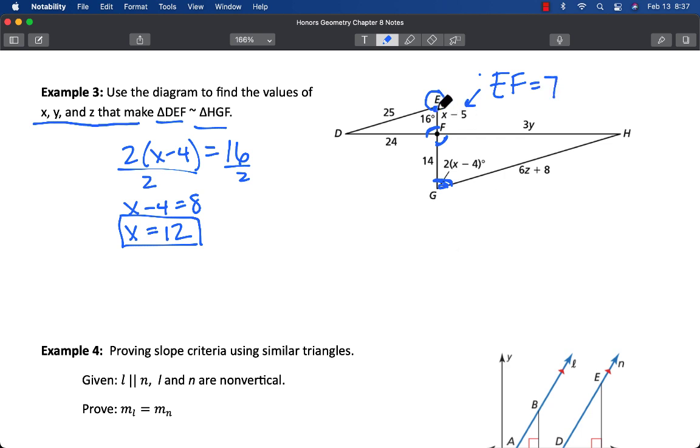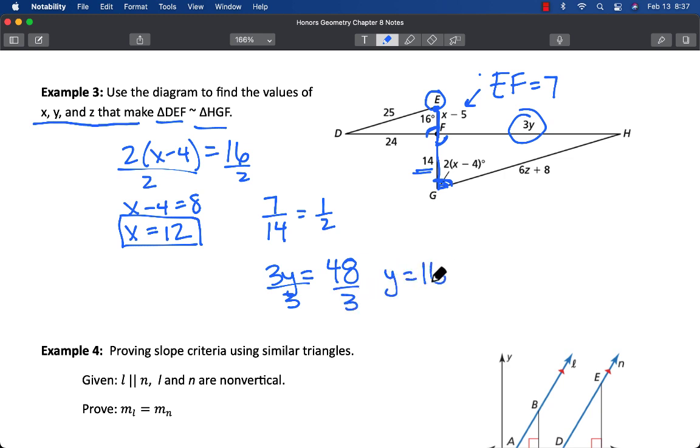If EF corresponds to FG and EF is 7, FG is 14. So my small triangle DEF must be half the size of my larger triangle FGH, because they're in the proportion of 7 over 14, which reduces to 1/2. That means 3y and 24 are in that proportion. This 24 is 1/2 of whatever 3y is. So 3y must be equal to twice 24, which is 48. If I divide off that 3, y is equal to 16.